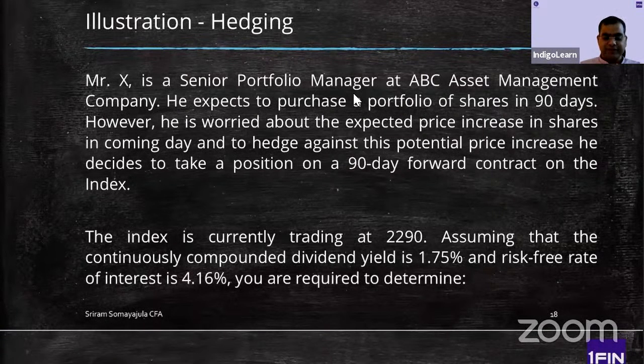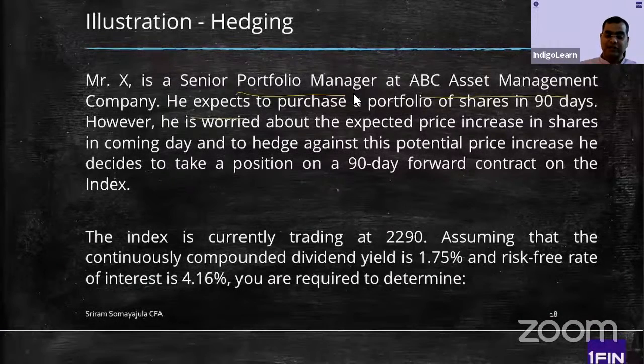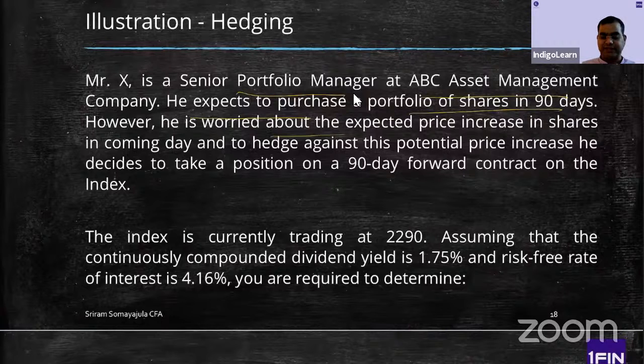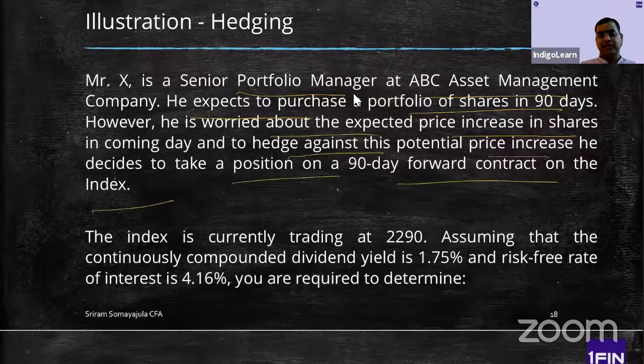Let us see that. Mr. X is a senior portfolio manager at ABC Asset Management Company. He expects to purchase a portfolio of shares in 90 days. So he does not have the shares today. He wants to buy something in 90 days. However, he is worried about the expected price increase in shares. So he thinks after 90 days the price may go up. In order to hedge against this price increase, he decides to take a position on 90-day forward contracts on the index.